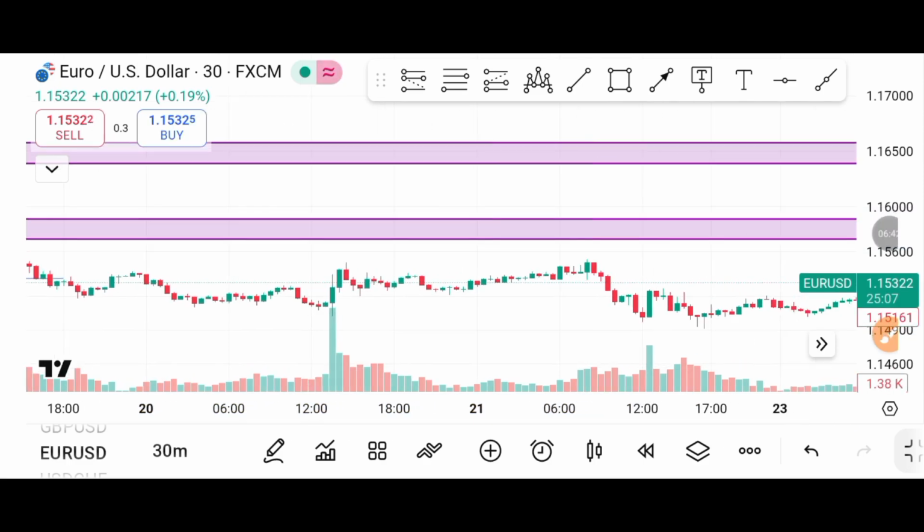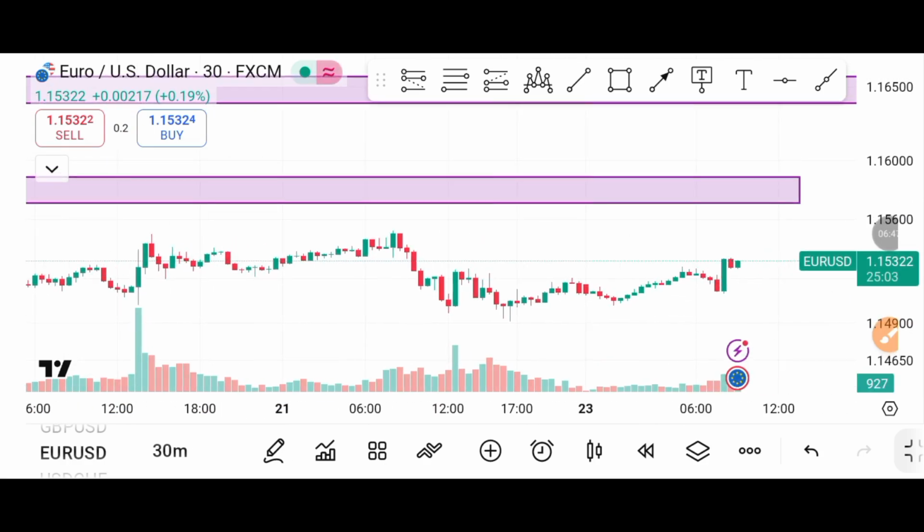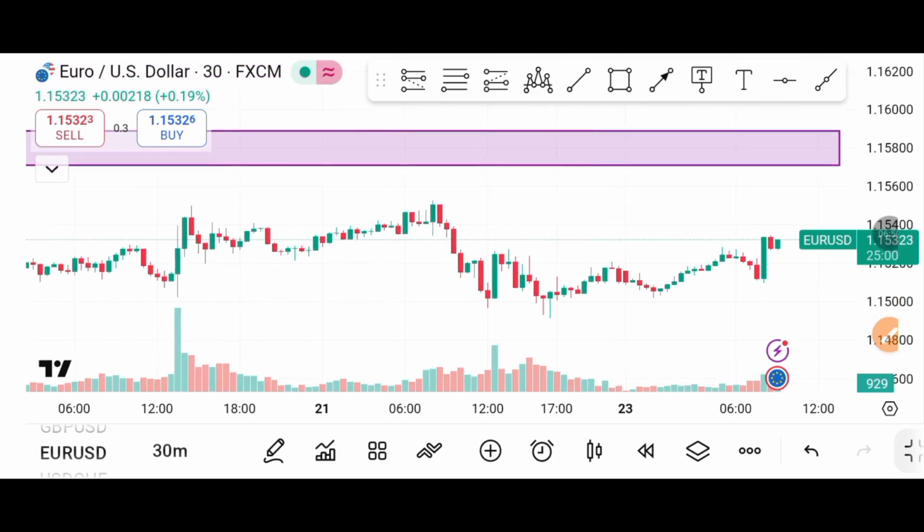So the order block is valid and relevant. So we get to see what price will do when price gets there. But then you know how the market moves. I can see something else on my screen.